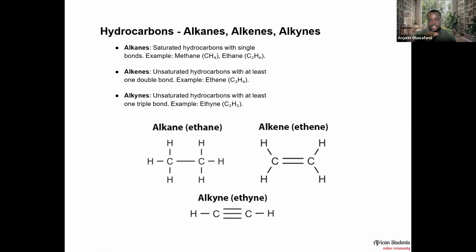So it's a saturated hydrocarbon, and it's single bond. Then alkenes, on the other hand, have just one double bond. It is unsaturated. Alkynes have a triple bond, that is a C to C triple bond is what exists in that. So these are the hydrocarbons and their different classifications.